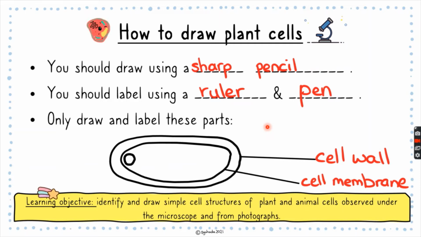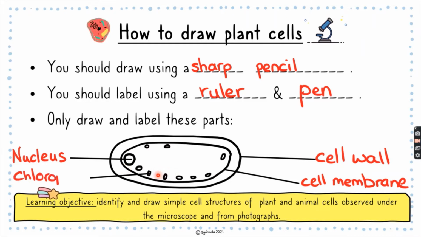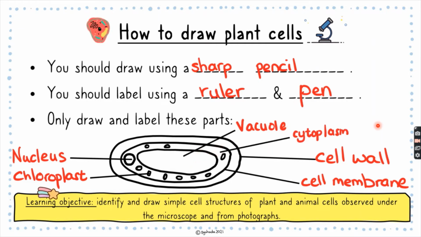Now we draw another circle, a small circle right there, and that is what we call the nucleus. Then you draw little circles on the outside, not circles, sorry, little kind of oval shapes. I usually tell my students to draw them kind of like grains of rice, and those grains of rice things right there, you call that the chloroplast. And then you draw another big oval shape in the middle right here, and that is what you call the vacuole. You also need to label this part right here, which is called the cytoplasm.